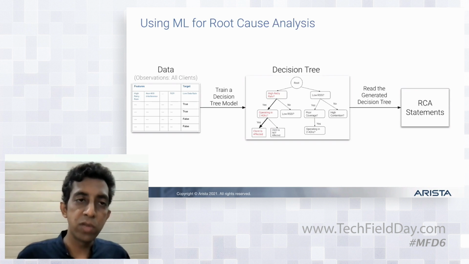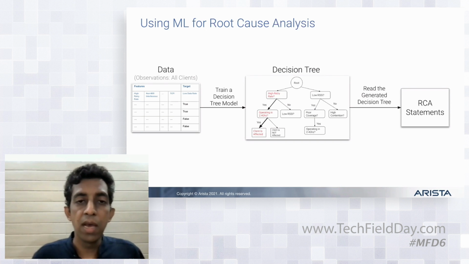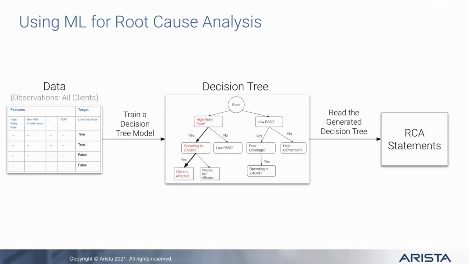Now, how do we do this? So we use machine learning for root cause analysis, and this is one of the ways in which we do it. So you take the data, that is a list of all the clients, and you train a decision tree model. Essentially, what that gives you is a decision tree, which is very human interpretable. And from there, instead of asking the tree to predict, as you would in typical machine learning, you would actually read the tree itself to understand and generate the RCA statement.